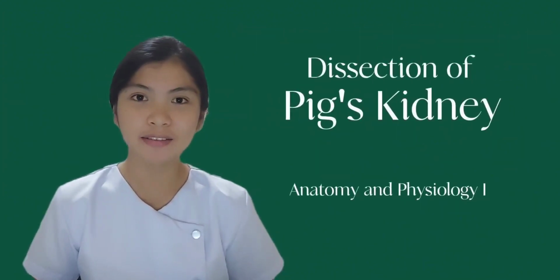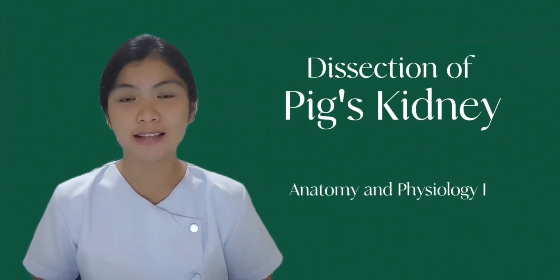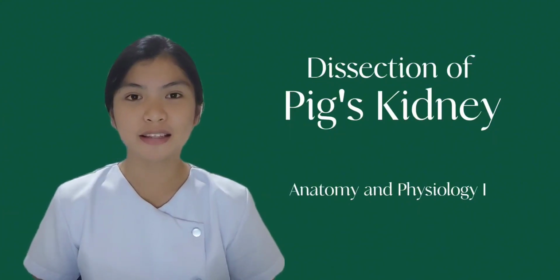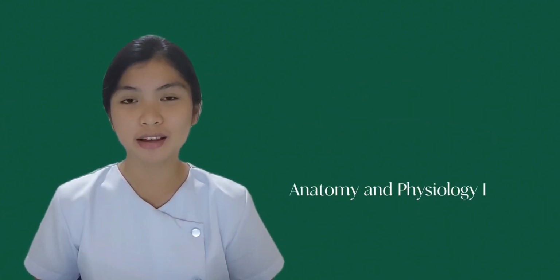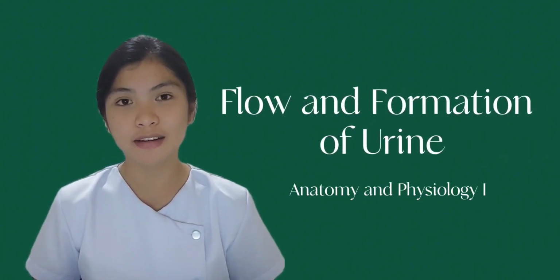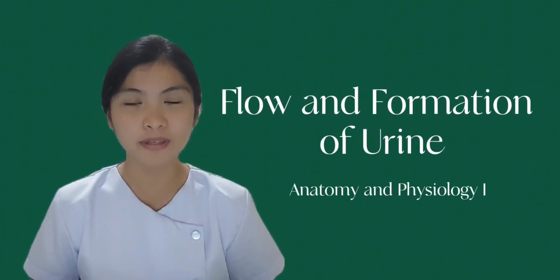And for today's activity, we are going to be dissecting a pig's kidney and locate its major parts. Through this activity, we are also going to discuss the flow and formation of urine through the different parts of the urinary system. But before we proceed to the activity, let us first wear our surgical gloves and our safety goggles.